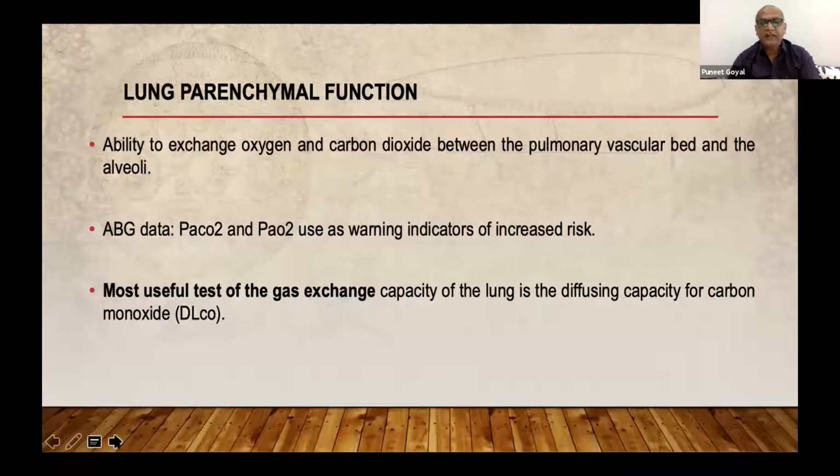Then the second category of tests are lung parenchymal functions. Lung parenchymal function is basically the ability of the lung parenchyma for gaseous exchange, that is exchange of carbon dioxide and oxygen from the pulmonary vasculature. So ABG preoperatively can give you valuable information in the form of PaCO2 and PaO2. And another thing is diffusion capacity of the lung for carbon monoxide.